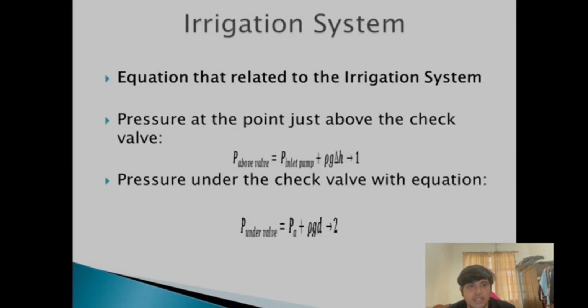Next are the equations related to the irrigation system. First, the pressure at the point just above the check valve: P above valve equals P inlet pump plus rho g h. That was the first equation. Next is the pressure under the check valve equation, which is P under valve equals P_A plus rho g d, which is equation 2.